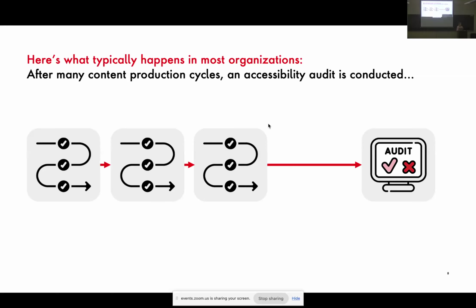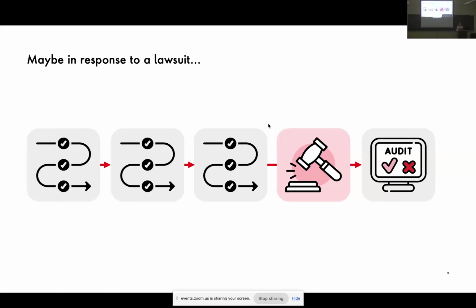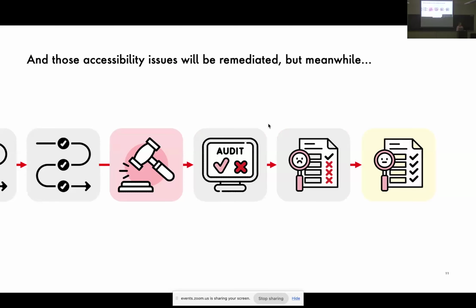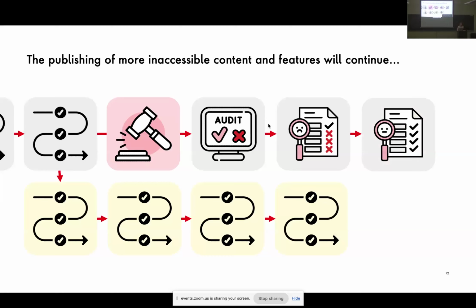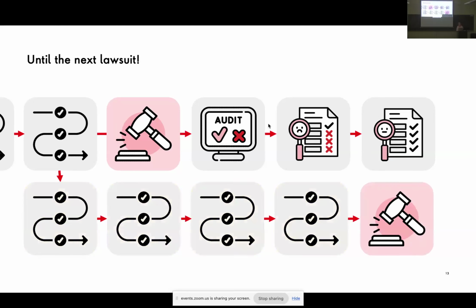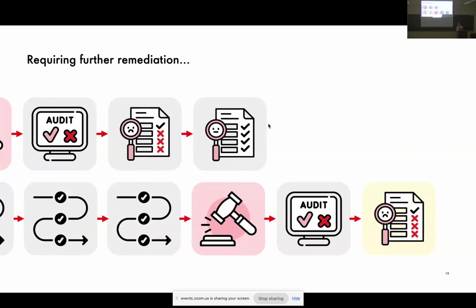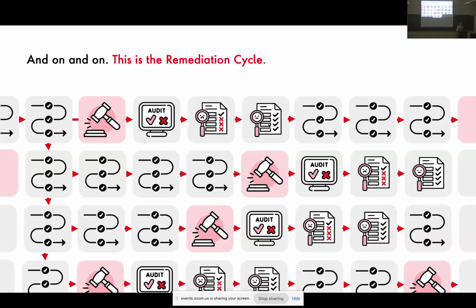Okay, so after many of these content production cycles, an accessibility audit will be conducted, maybe in response to a lawsuit, right? So hundreds of accessibility issues will be found in the audit, and those accessibility issues will be remediated. But meanwhile, in the background, the publishing of more inaccessible content and features will continue until the next lawsuit, okay? Then another audit will be conducted, requiring further remediation, and on, okay?